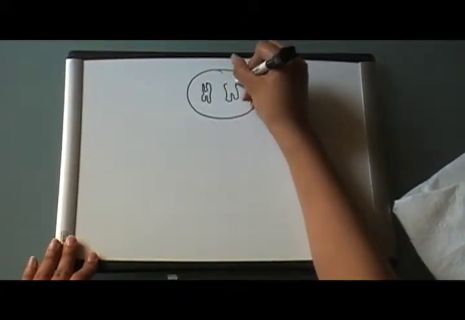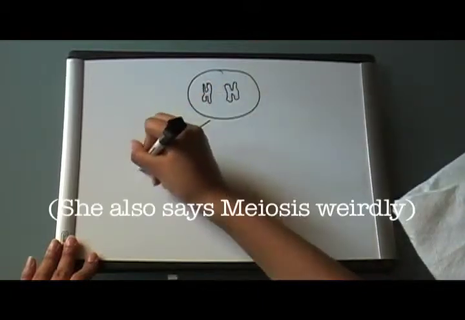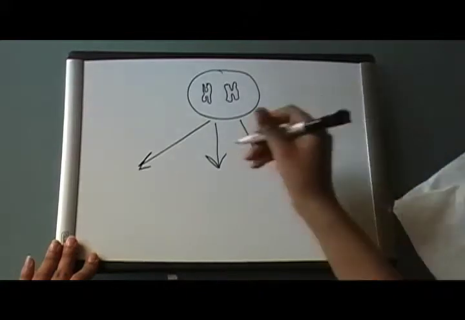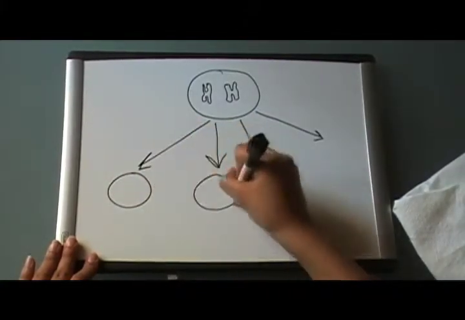And when a parent cell makes gametes, it will undergo meiosis to create four separate haploid gametes. Because the chromosomes have separated, this is the law of segregation.